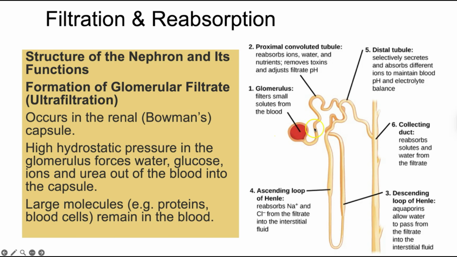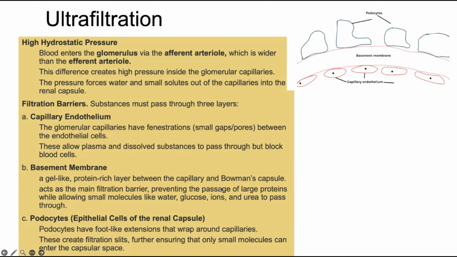that occurs here in the renal or Bowman's capsule. And there is a high hydrostatic pressure in these capillaries, the glomerulus, and as we said, that forces out water, glucose, ions and urea from the blood into that capsule. Large molecules like proteins and red blood cells remain in the blood.